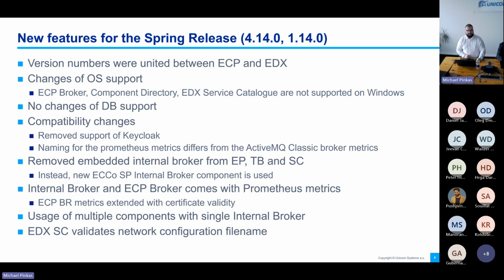And the last change mentioned here is that the EDX service catalog validates its network configuration file name. It will actually put its component code into the file name, and during the upload, it will check if the component code is present and if it is the same as configured within the EDX configuration. This change was made to prevent some accidental upload to the wrong environment, etc.